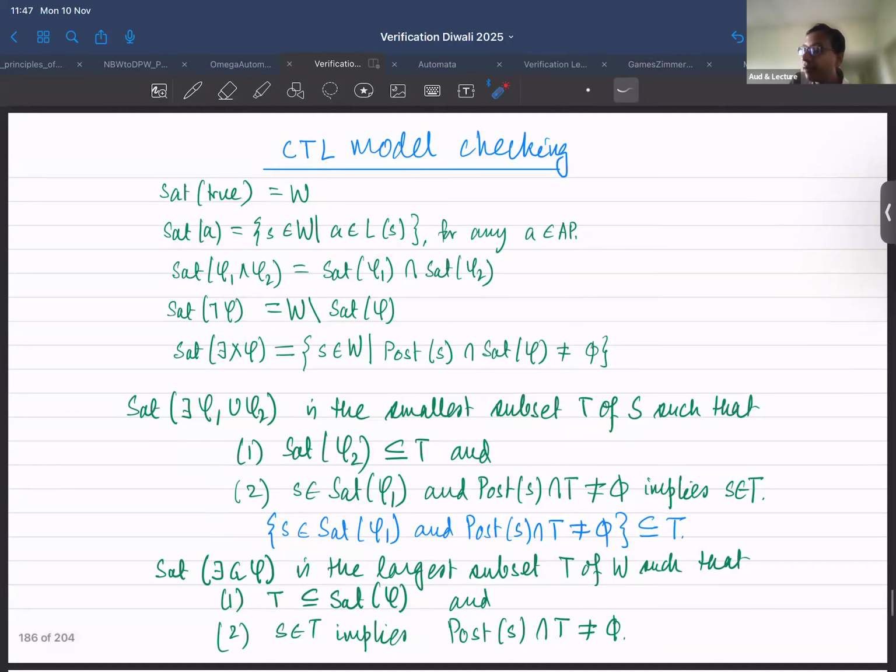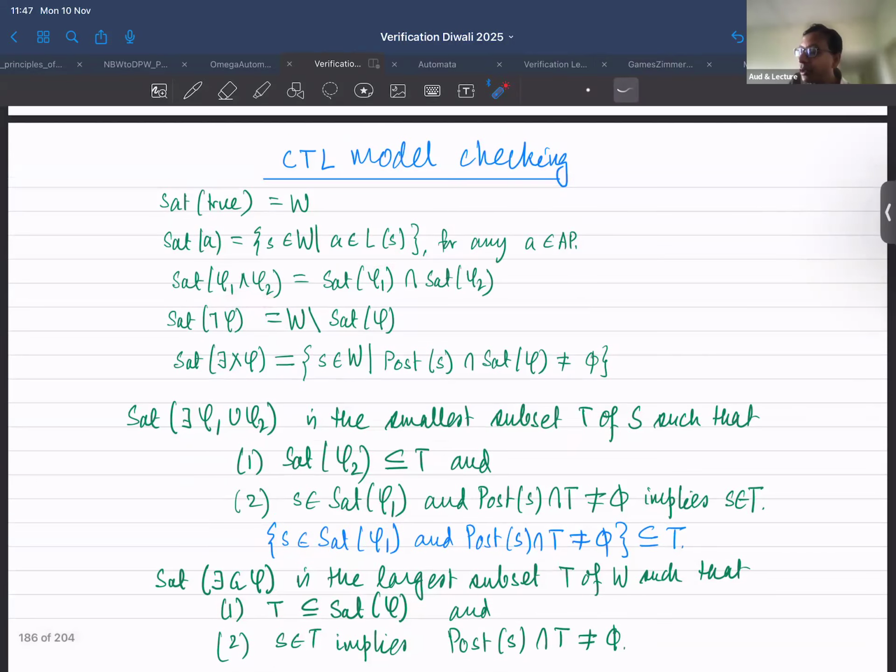Clear? SAT of phi 1 and phi 2: if you have already computed SAT phi 1 and SAT phi 2, then the intersection of them gives you SAT of phi 1 and phi 2. SAT of negation of phi, similarly, you compute SAT of phi, and the complement of that set is the SAT of negation of phi.